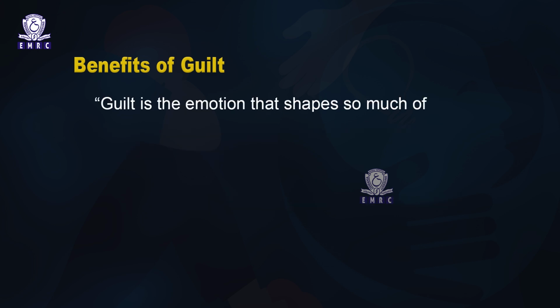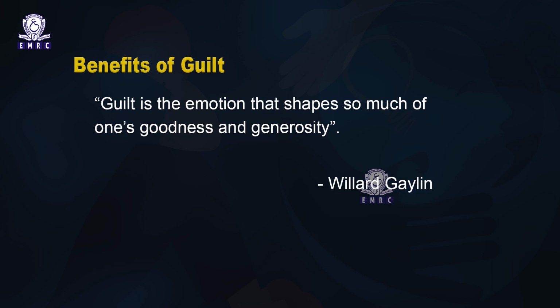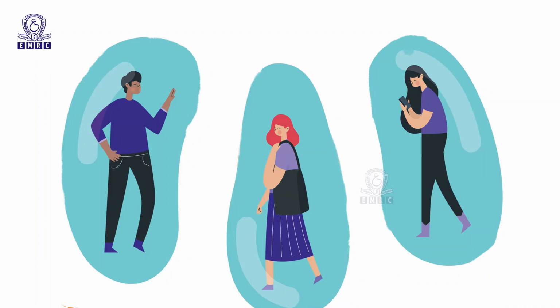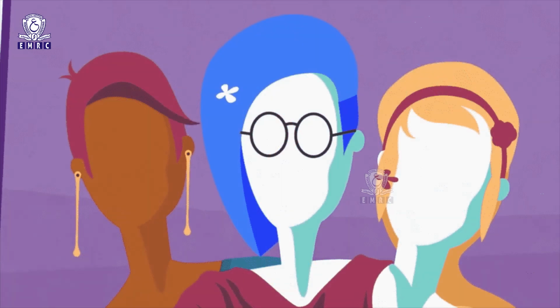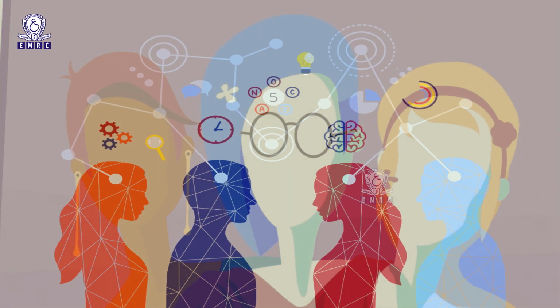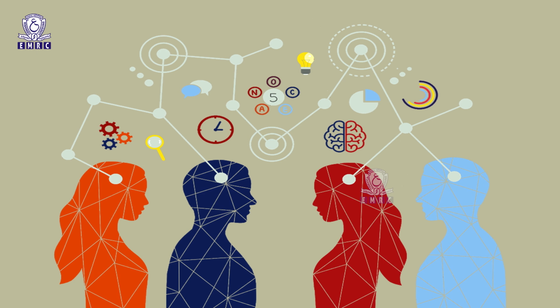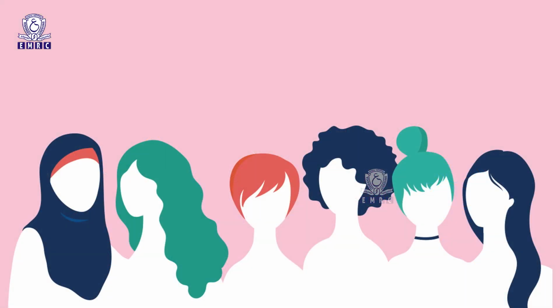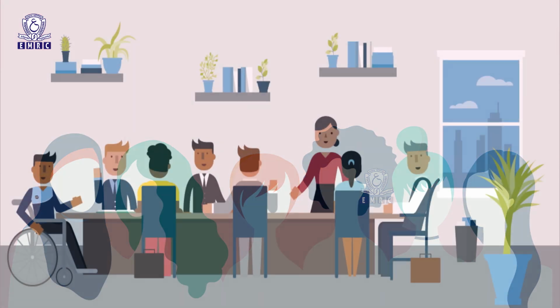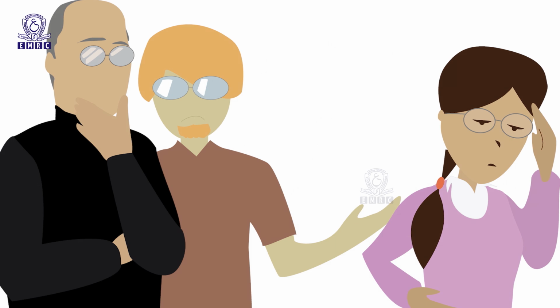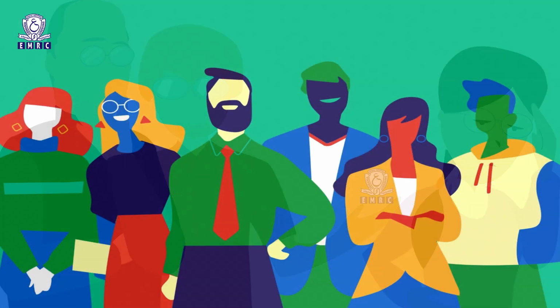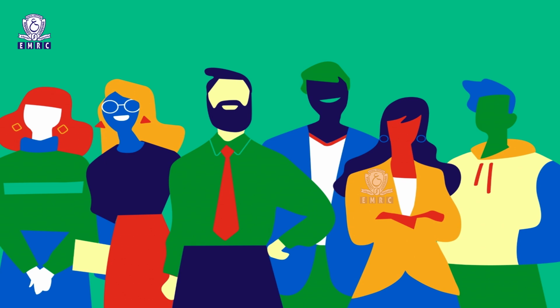And according to Willard Gallen, guilt is the emotion that shapes so much of one's goodness and generosity. It signals an individual when they have transgressed from codes of behavior that they personally want to sustain. Feeling guilty informs an individual that they have failed their own ideals. And researchers found that framing inequality as reflecting white advantage increased collective guilt and reduced racism.